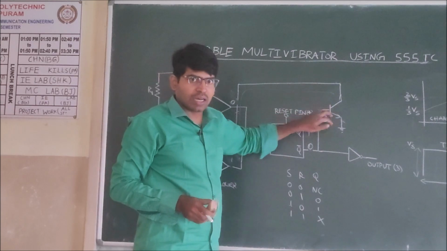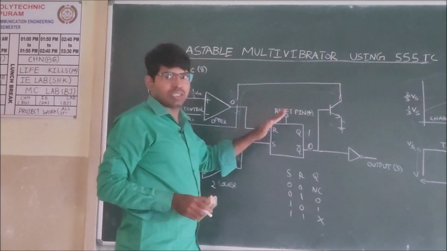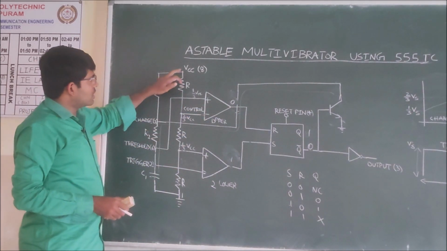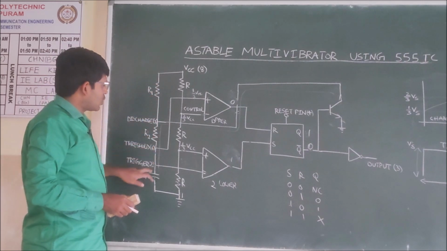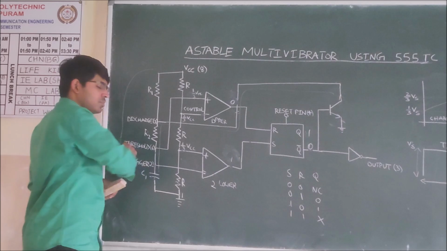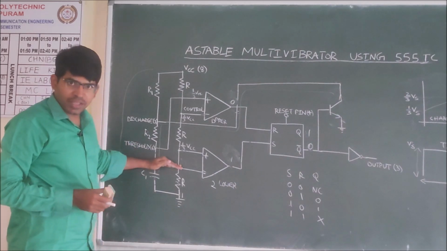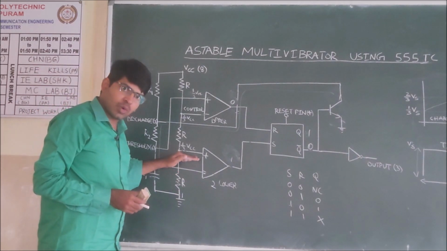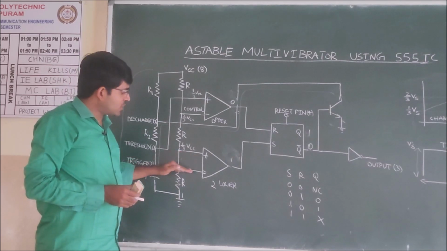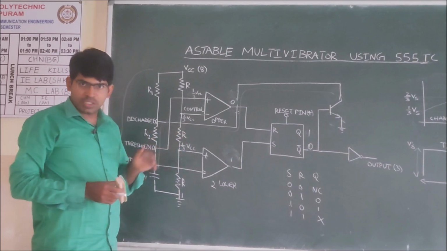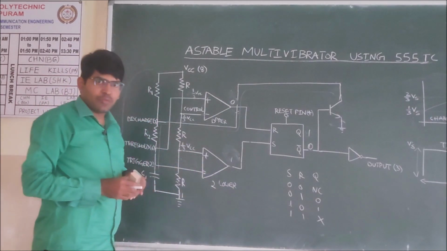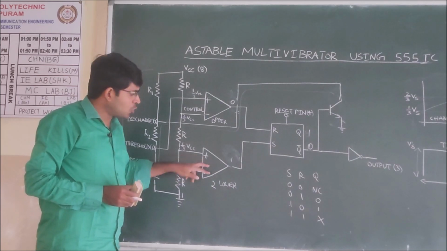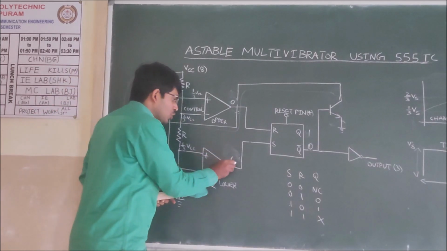As the transistor turned off, the capacitor stops discharging, and immediately it starts charging. It charges by using this path, VCC, R1 and R2. And it charges in such a way that its value crosses greater than 1/3 VCC. When its value crosses 1/3 VCC, at that time the output of this comparator will become 0.